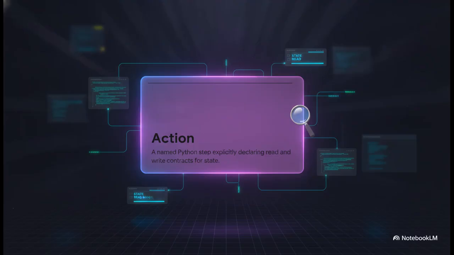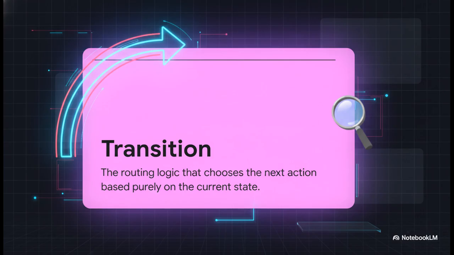Okay, next up is the action. You can think of this as just an ordinary, named Python step that acts as a functional node. But here's the kicker. It adheres to a strict mathematical contract. It explicitly declares exactly what data it's allowed to read from the state and exactly what new data it's going to write back. Third, we have the transition.